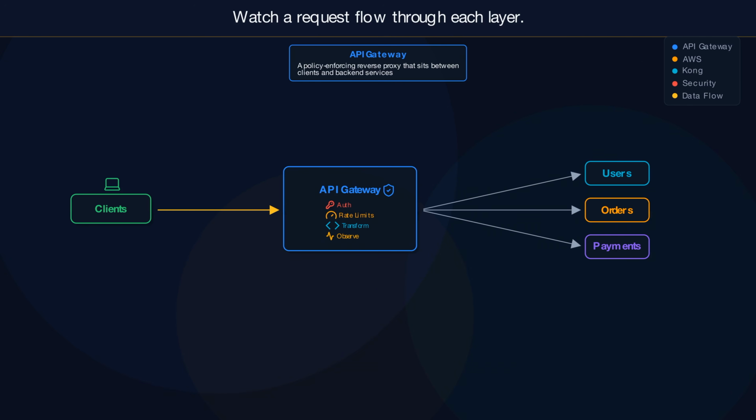Watch a request flow through. The client sends a request. It enters the gateway. The gateway processes it through each layer: authentication, rate limits, transformation. Then it routes the request to the correct backend. The response comes back through the same pipeline. That's the fundamental value proposition. One layer handles all cross-cutting concerns so your services don't have to.